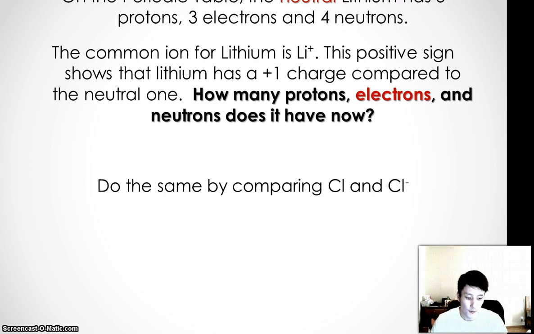Now, for chlorine, we have atomic number 17, okay? And for the neutral chlorine, we have 17 protons and 17 electrons. But for the chlorine anion, a negative ion, we have 17 protons like normal, but we have 18 electrons because it's a negative charge.